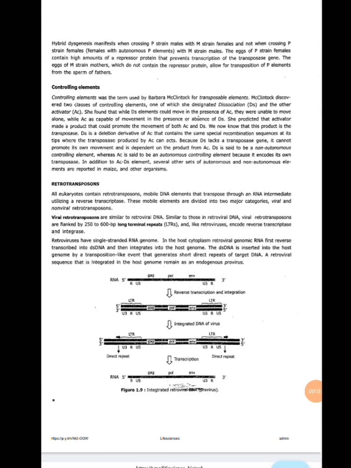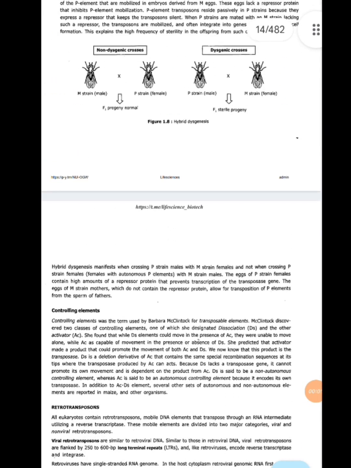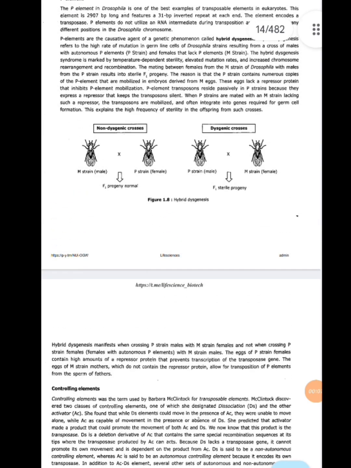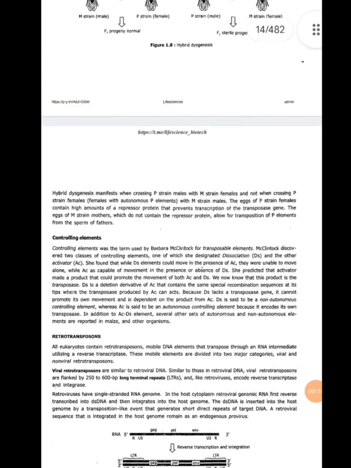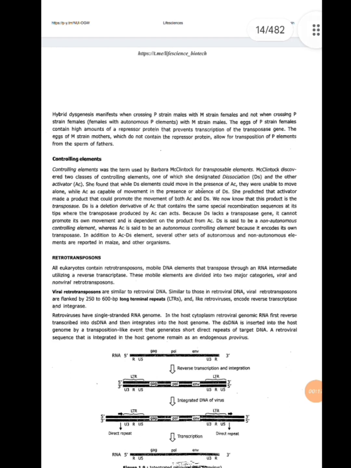So guys, last time we discussed the Drosophila P element. Now, what are controlling elements? Controlling elements was the term first used by Barbara McClintock for transposable elements, and McClintock discovered two classes of controlling elements, which are AC and DS.